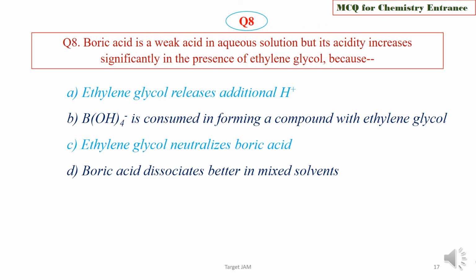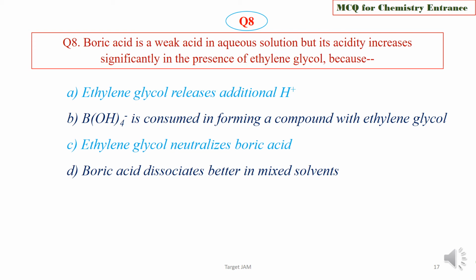Question 8. Boric acid is a weak acid in aqueous solution, but its acidity increases significantly in the presence of ethylene glycol because ethylene glycol releases additional H plus, or B(OH)4 minus is consumed in forming a compound with ethylene glycol, or ethylene glycol neutralizes boric acid, or boric acid dissociates better in mixed solvent?